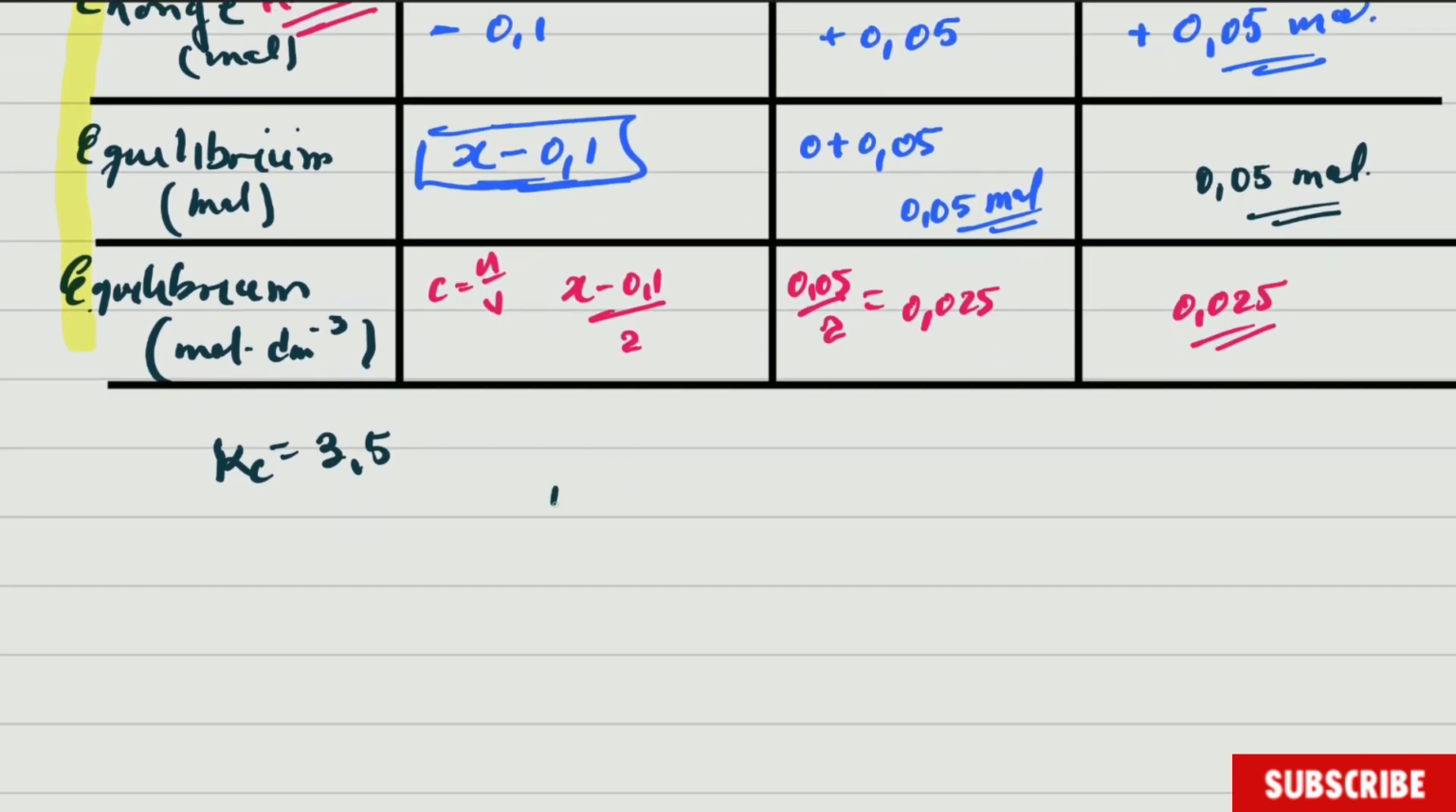Now remember, the Kc is going to be equal to the concentration of product divided by the concentration of reactant.